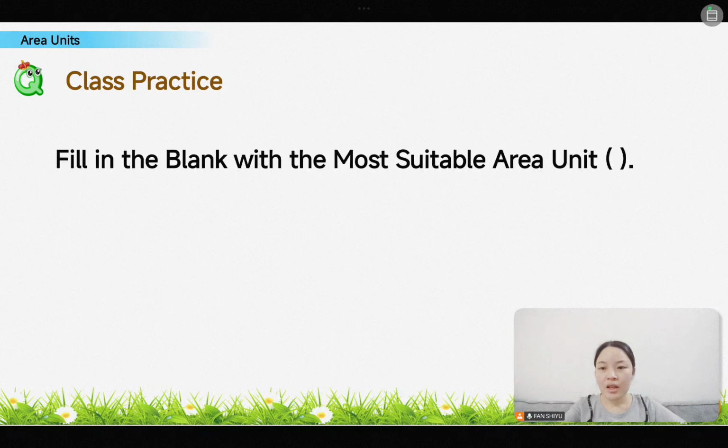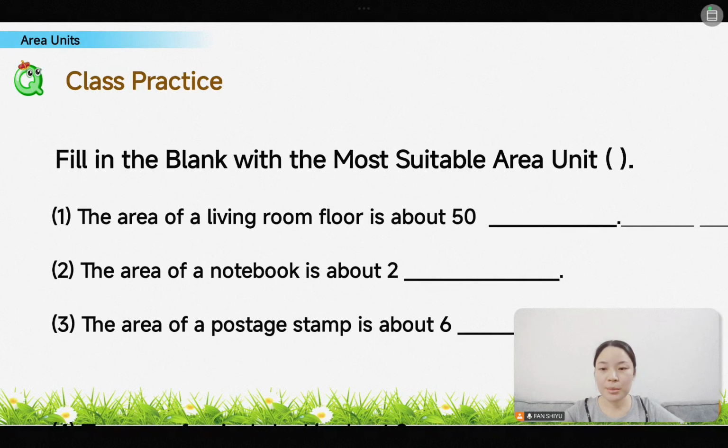Now we do some practice. Fill in the blank with the most suitable area unit. I give you 1 minute.